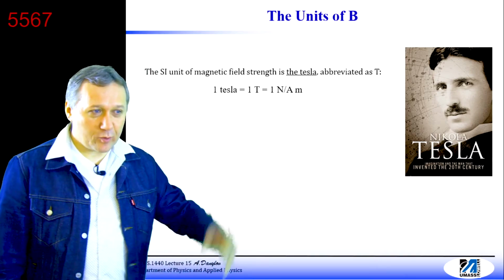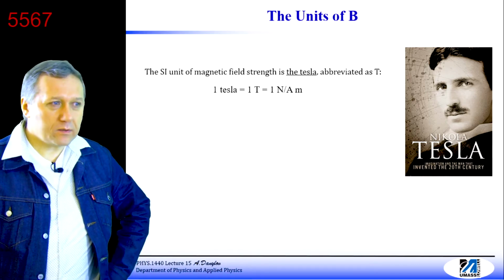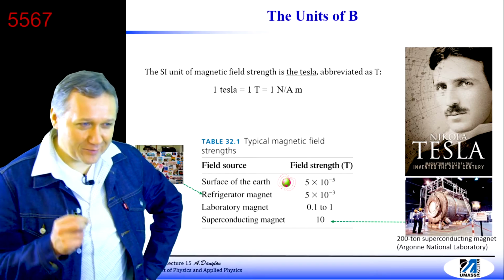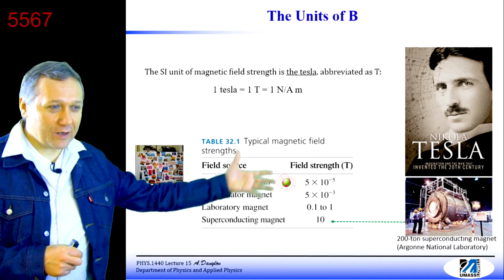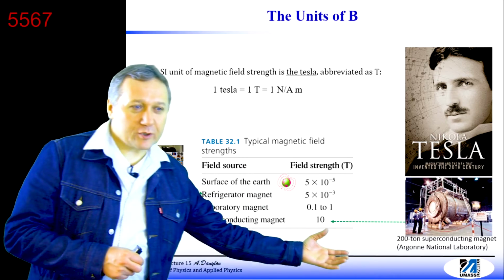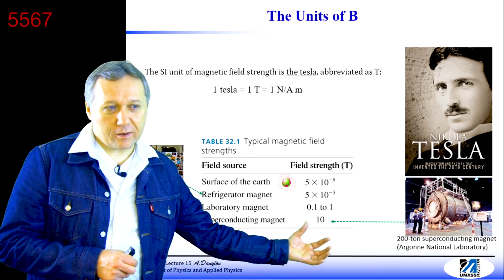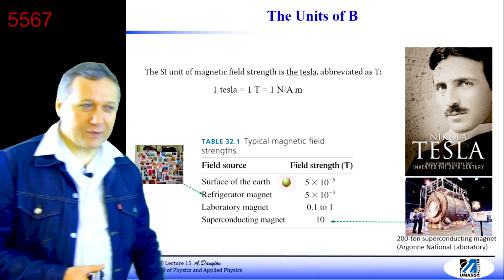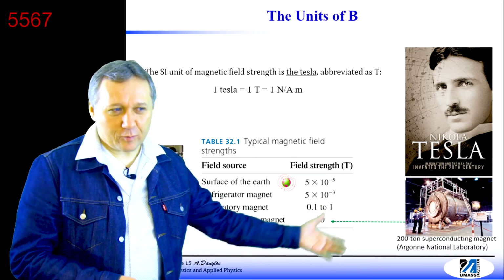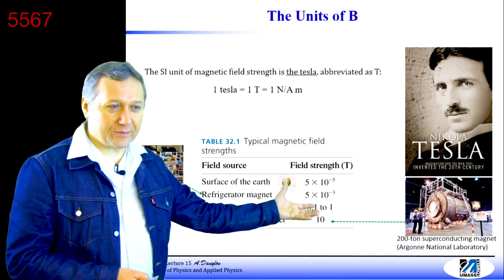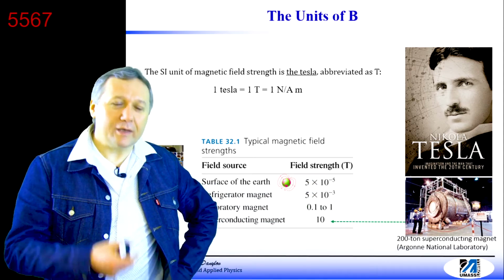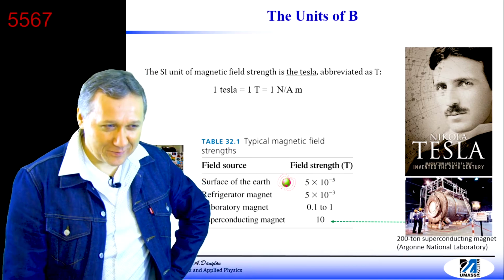Okay, so the tesla we're going to use. Of course, 1 tesla is a big number. It's a strong magnetic field, a very strong magnetic field. Here there's a table of some typical values of the magnetic field, and you see one of the strongest magnets can create only 10 tesla. Typical lab magnets are around 1 tesla. The magnetic field on the surface of the Earth is what? 5 times 10 to the power of minus 5 tesla.